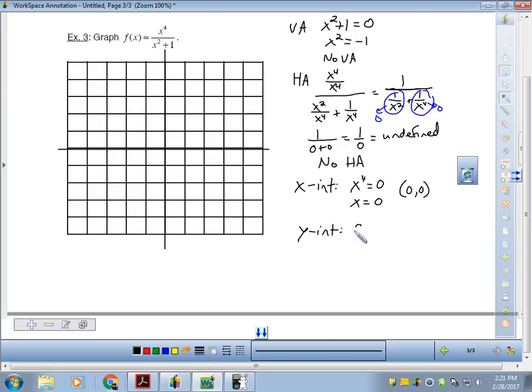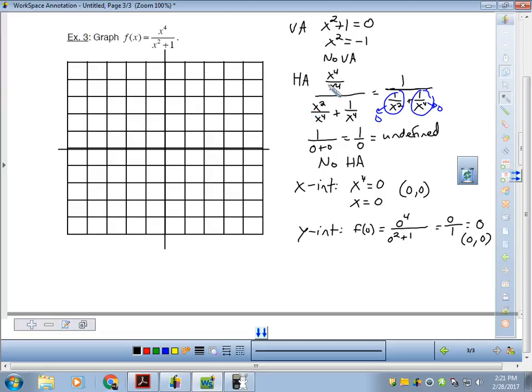Y-intercept, we find f of 0 by plugging 0 in for all the x's. So 0 to the 4th over 0 squared plus 1. 0 to the 4th is 0. 0 squared is 0 plus 1 is 1. 0 over 1 is 0. So we also get 0, 0 as the y-intercept.